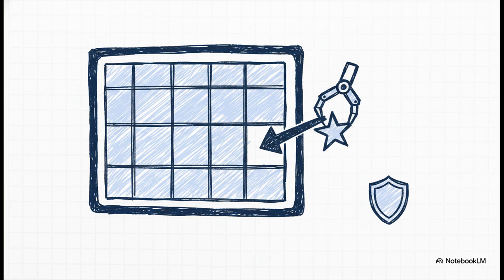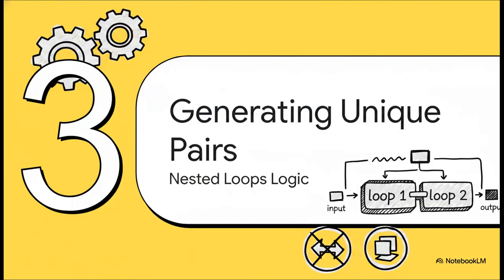It's clean, it's memory safe, and it perfectly avoids the illegal operations that trip up that strict checker. It's a real game changer. Moving right along to part 3, generating unique pairs.